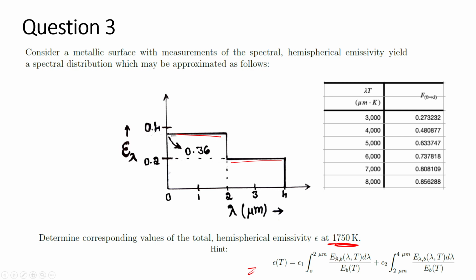So this ratio, if you remember, is nothing but f of 0 to lambda. Since over here it is going from 0 to 2, we need to find this ratio for f of 0 to 2. Similarly, over here we need to find the ratio of the band emission from the wavelength of 2 micrometer to 4 micrometer to that of the total black body radiation E_B. That value f of 0 to lambda is given in this table. So using this table and this plot, we have to find the hemispherical emissivity at 1750 Kelvin.